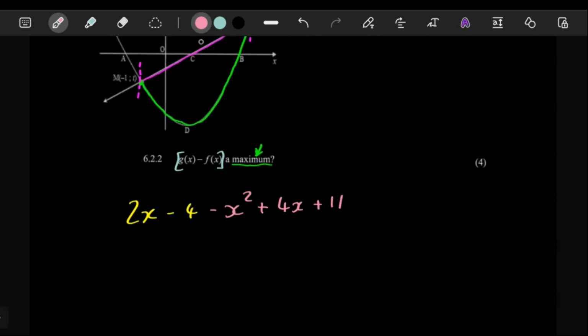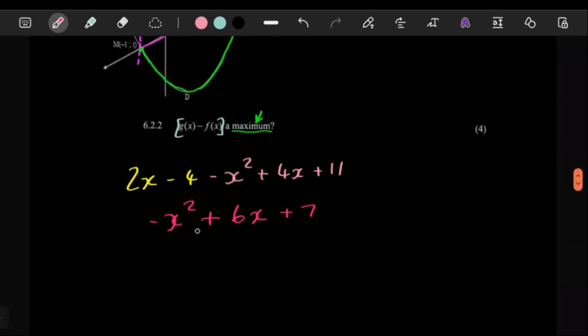So this is the equation we're dealing with. They're asking where is it a maximum. So what you do is you can simplify the equation first. So you see negative x squared, 4 plus 2 is a 6, and then 11 minus 4 is 7. Positive 7.